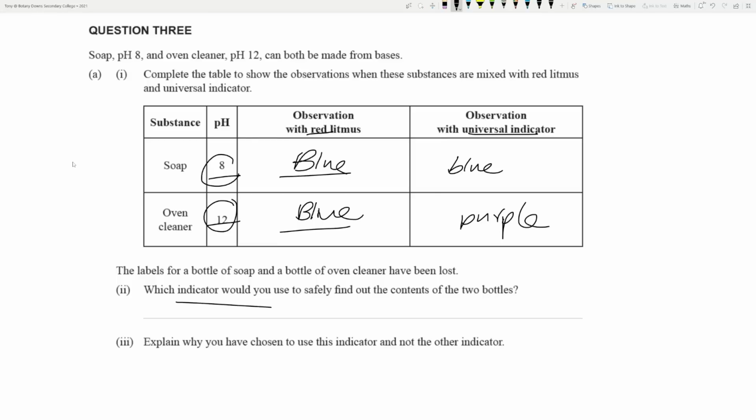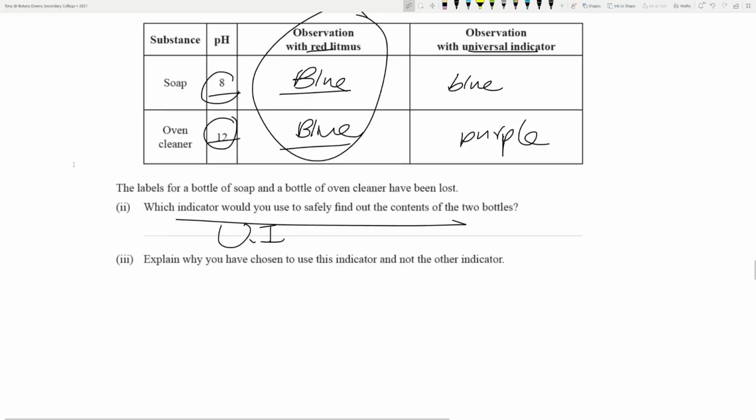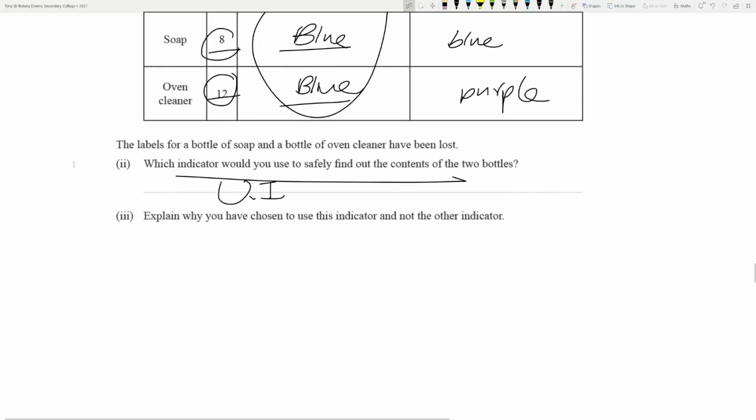Which indicator would you use, and explain? Obviously, you use the universal indicator. Why? Because you can't tell which one's which by using litmus paper. So very simple. It's kind of a no-brainer. Why would you not use litmus paper? Because you can't tell which one's which, because they're all bases.